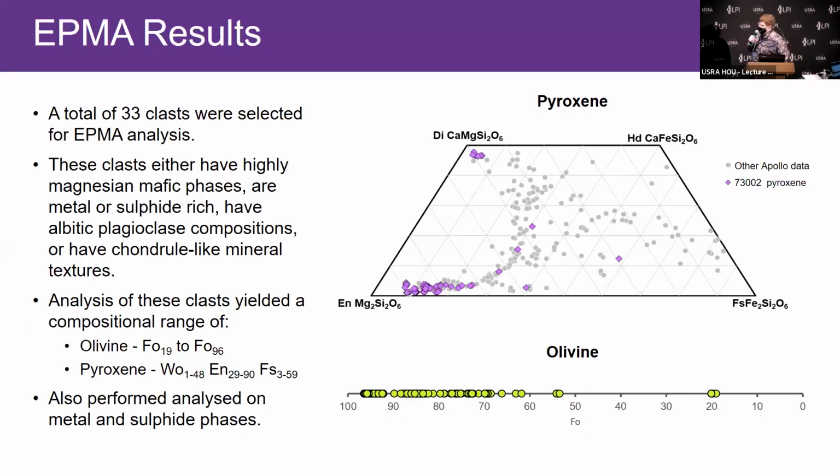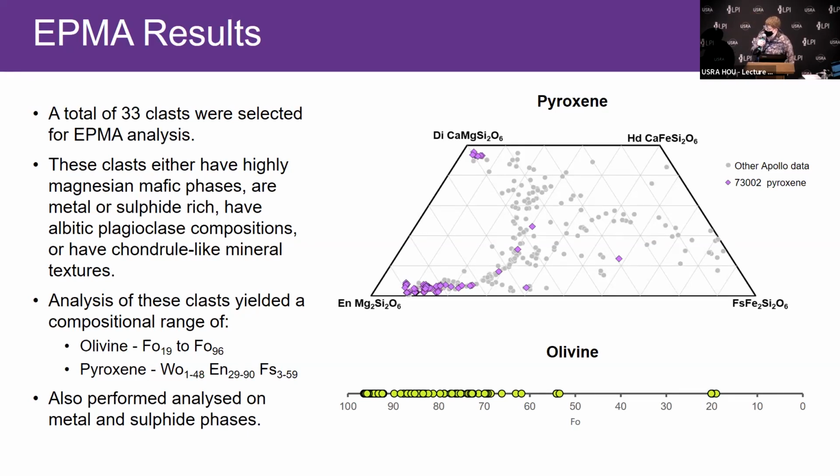From this, we narrowed it down to 33 clasts that we wanted to take forward for probe analysis, to see if we could tell something about the composition and where these clasts originated. In terms of what we looked out for, these clasts either had highly magnesian mafic phases, were metal or sulfide rich, had albitic plagioclase compositions, or had chondrule-like mineral textures. All these things could indicate that they are meteoritic in origin.